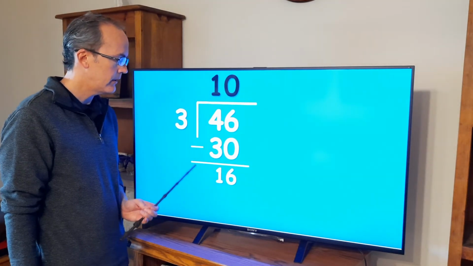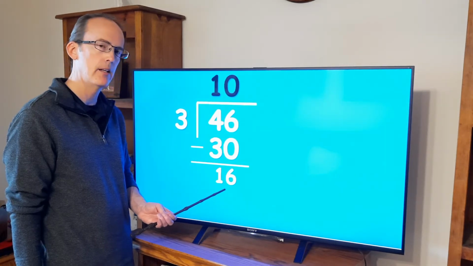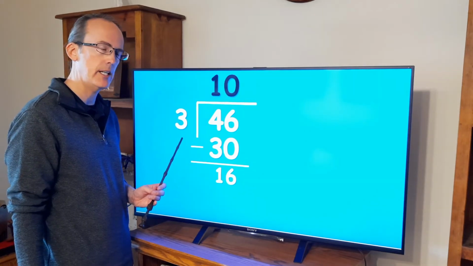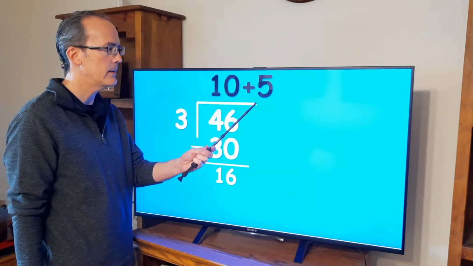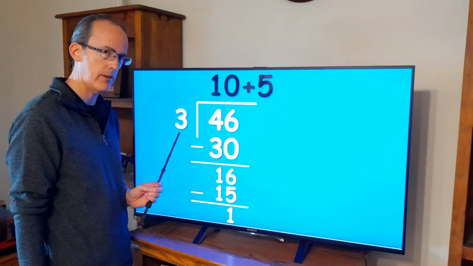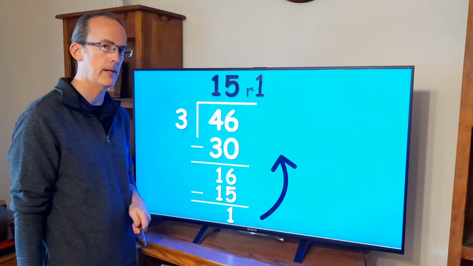Okay. 3 times 10 I know is 30. That's too much. I can't do times 10. This time I'm going to do 5. 3 times 5 equals 15. So I'm going to put a 5 up here, which I'm going to add to my 10 for my total quotient. 5 times 3 gave me 15. Then I subtract, and I have 1 left. My remainder now is less than my divisor, which means I'm finished. I can bring it up for a total of 15 remainder 1 as my answer.